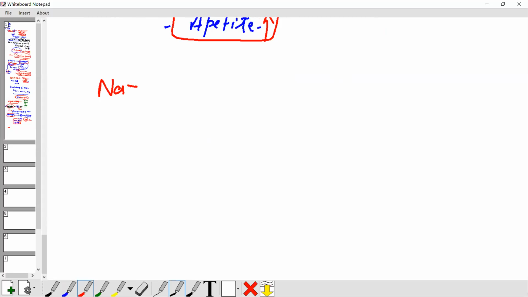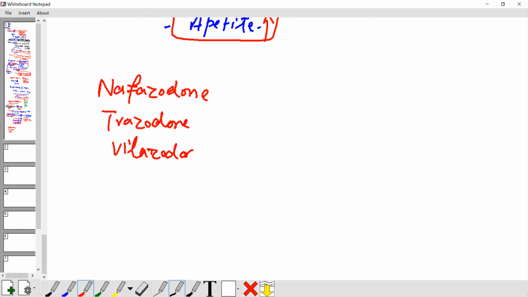Nefazodone, trazodone, vilazodone. These are nearly the same group, okay? Similar names, but they do not have proper grouping.